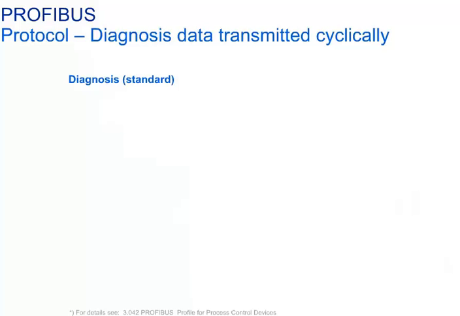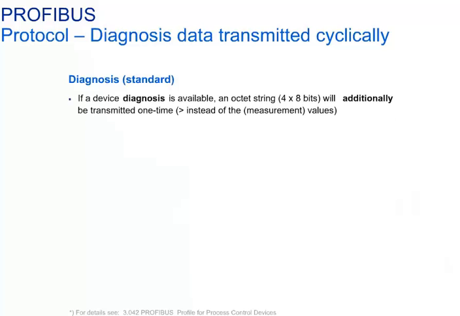In addition to the most important measuring values, the field devices cyclically transmit diagnostic data. When a field device detects an error, it also transmits one time the standard diagnostic data to the master as an octet string, 4 times 8 bits. Additional manufacturer-specific diagnostic data are also possible. They depend on the corresponding field device type. For example, PILD, plugged impulse line detection information, can be transmitted for 266XXX pressure transmitters.